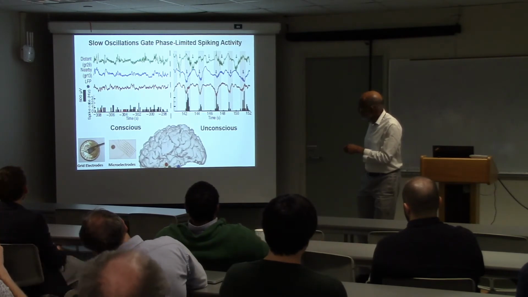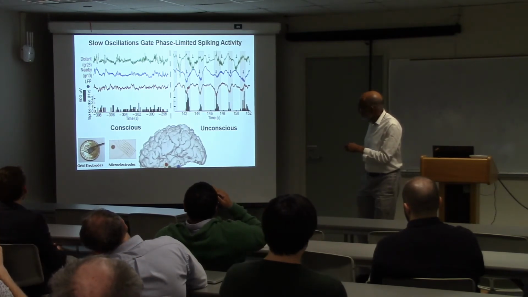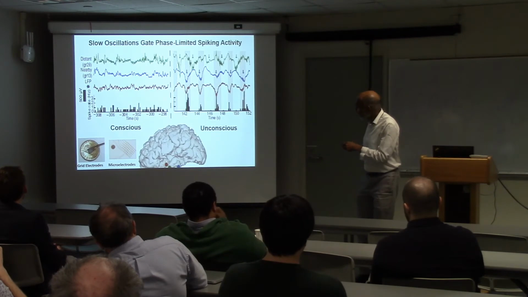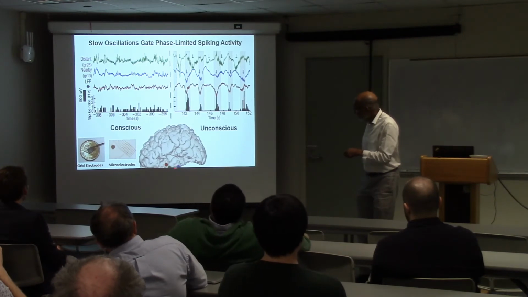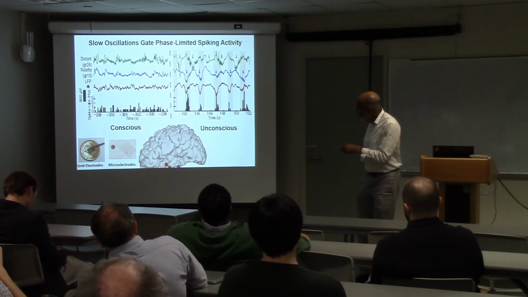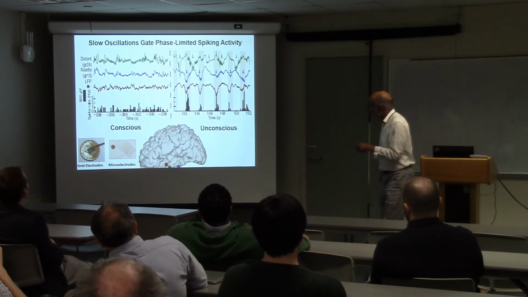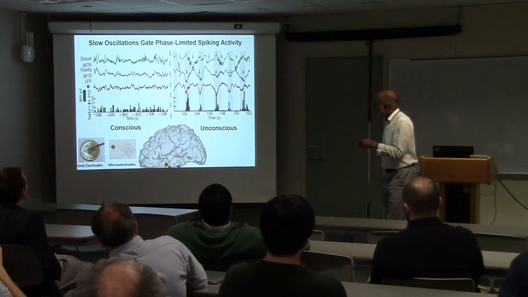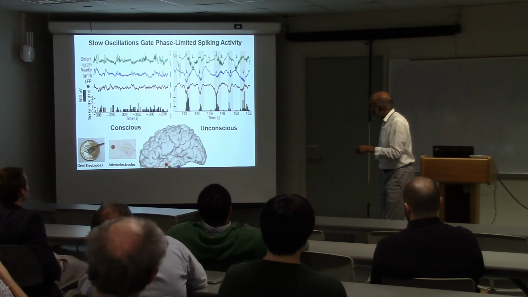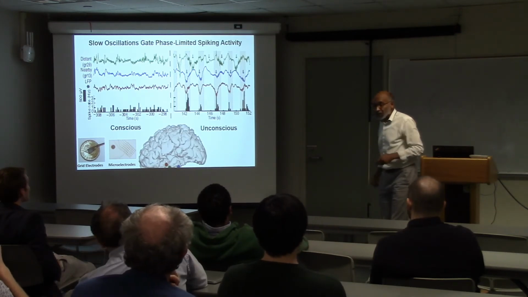So awake, this is spiking activity. These are the field potentials, and they correspond to these colors here. So this is when the patient was conscious. Then over here is when the patient is unconscious. So here are those large slow oscillations that we saw before, and now they're occurring at the red site, here's the one at the blue site, here's the one at the green site.